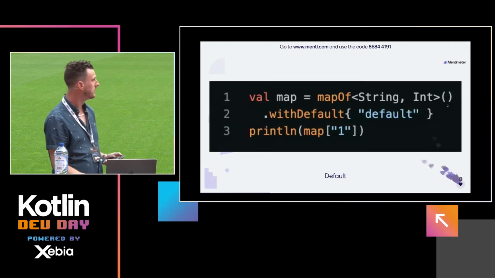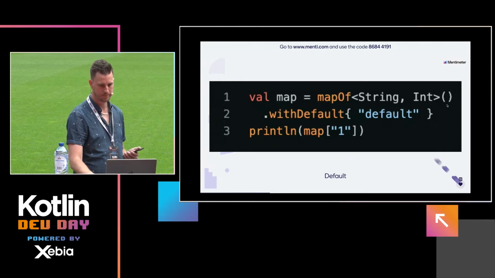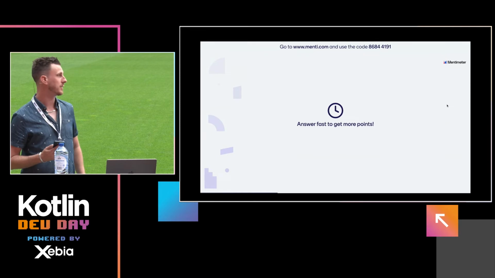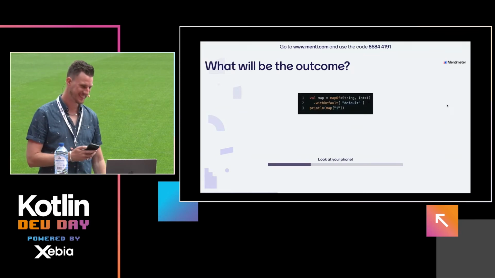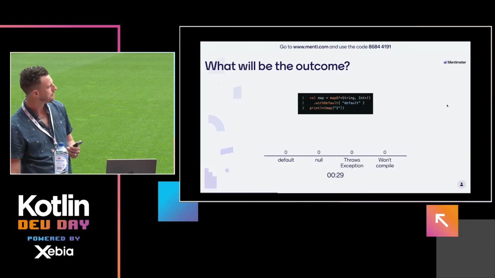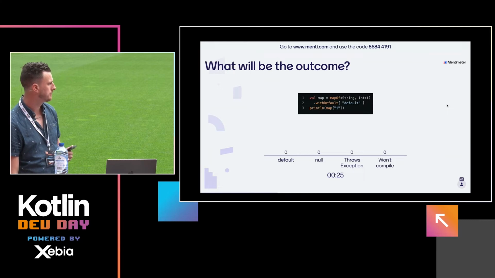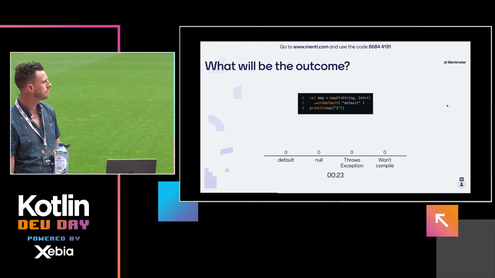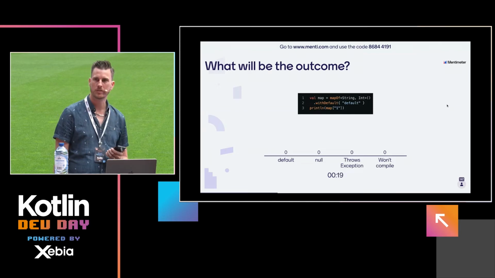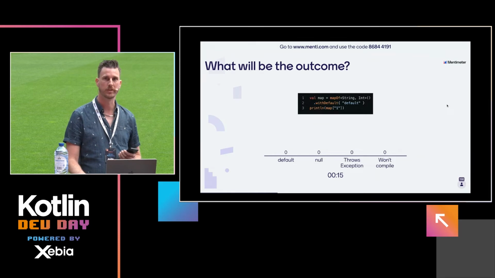Now you're warmed up. So this one is a little bit shorter, a short snippet. I'll just start the countdown. Good luck. So we have a map, we are saying withDefault, and we try to print out a map entry. Will it be default? Will it be null? Our favorite? Will it throw an exception, or won't it compile at all?